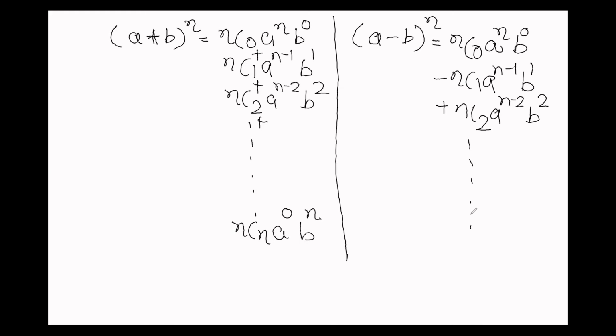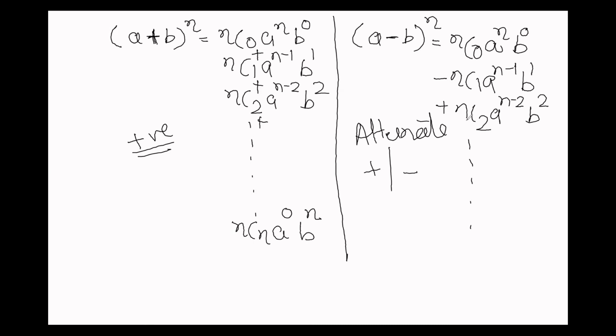So the only difference that you have to remember is if it is plus sign, all the terms will be positive. But if there is negative sign, then I will get alternate plus and minus signs. First term will be positive, then negative, positive, negative, and so on.